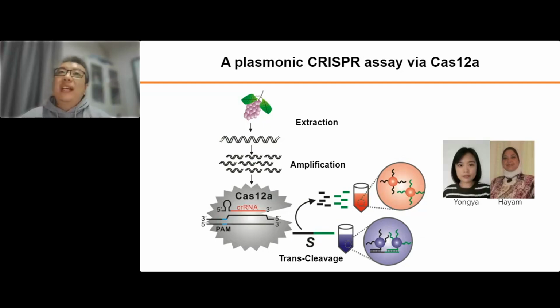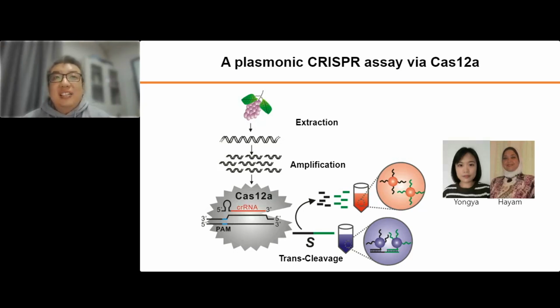And then how can we use it as a readout for the nucleic acid testing for the grapevine viral infection? So basically, here is a typical workflow developed by my student Yongya and my postdoc Haiyam. We extract nucleic acids from the leaves of the grape, and we amplify them using nucleic acid amplification techniques such as PCR or RPA.